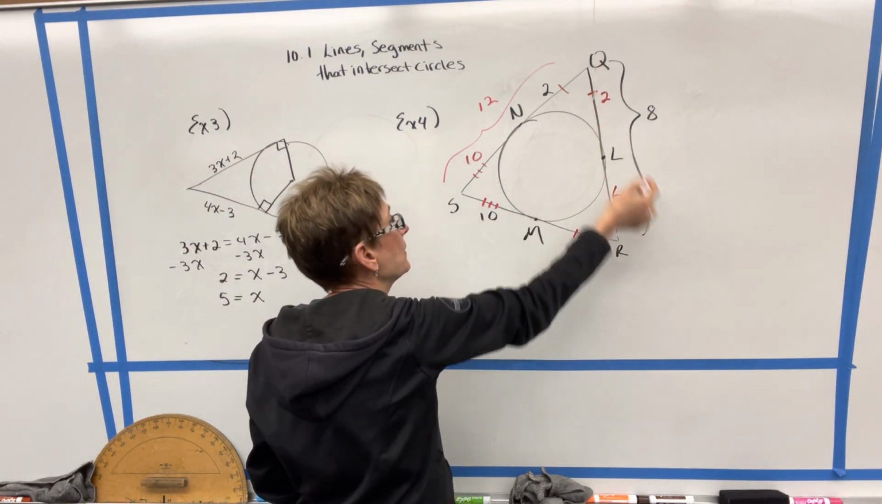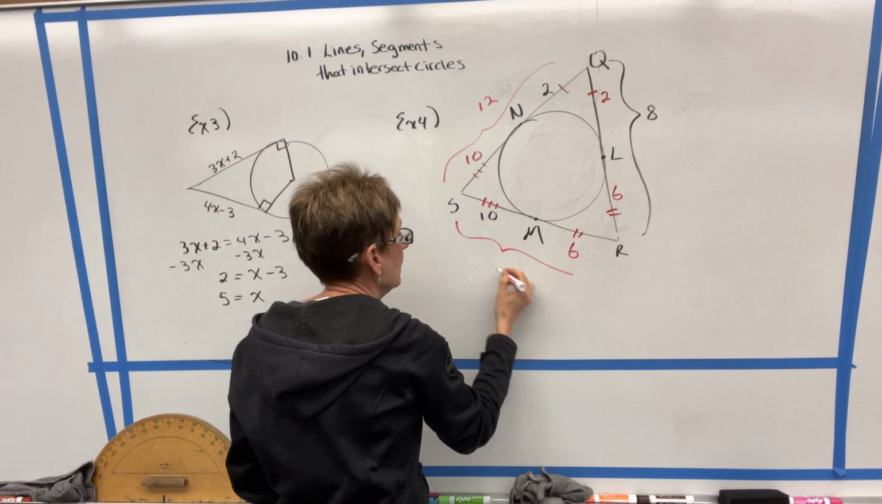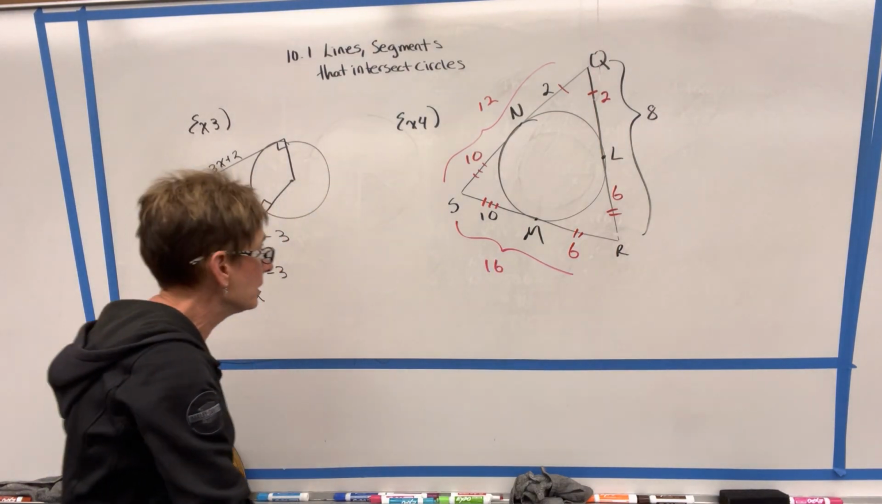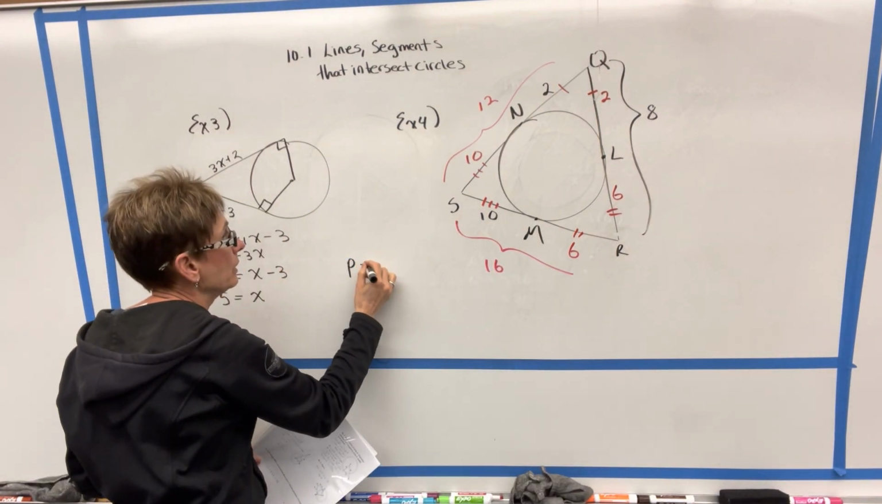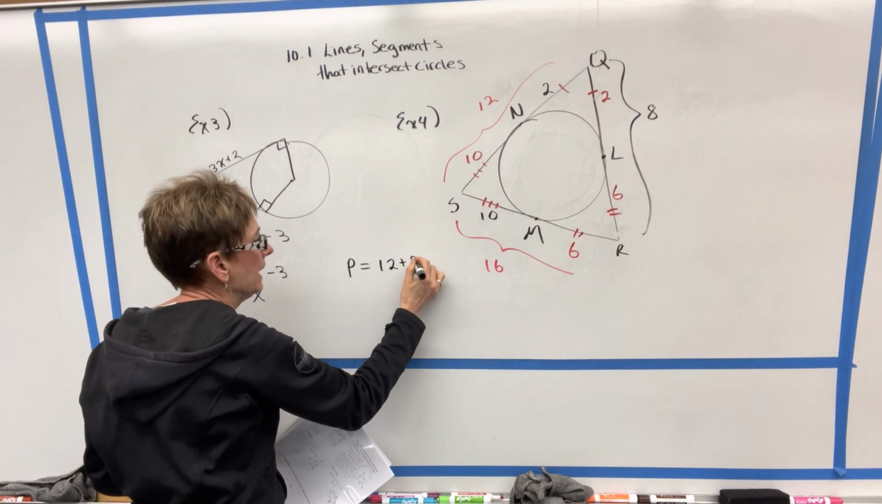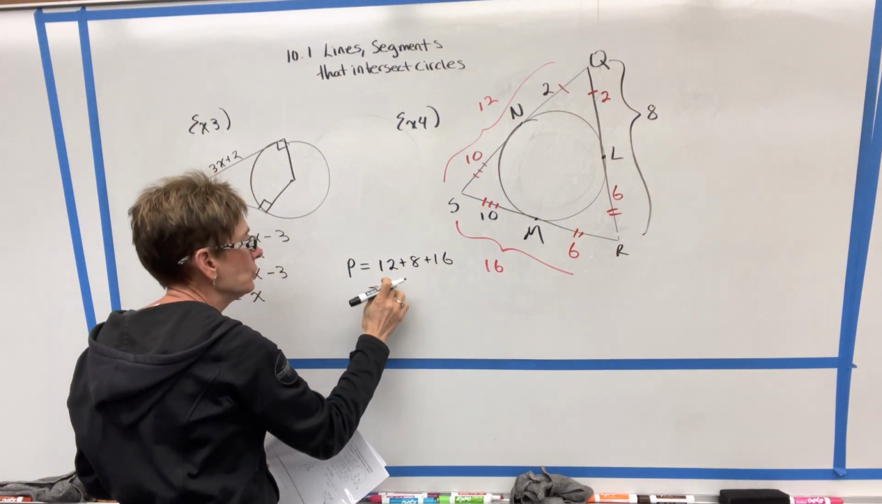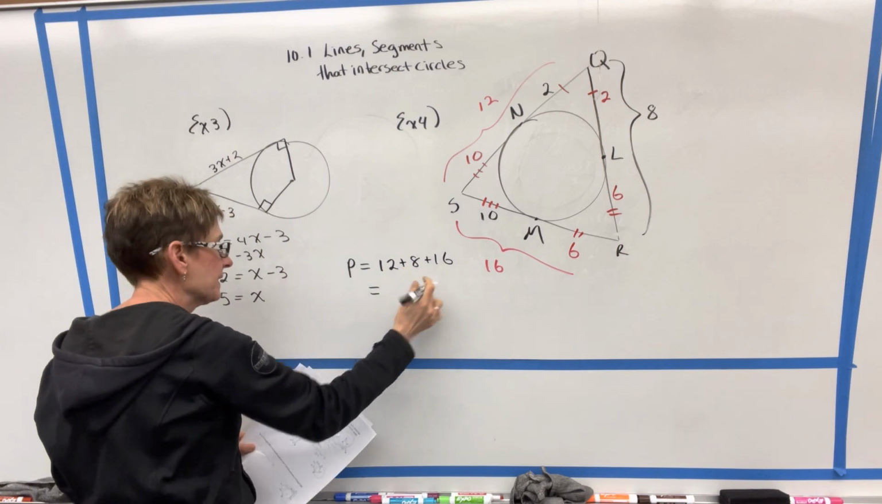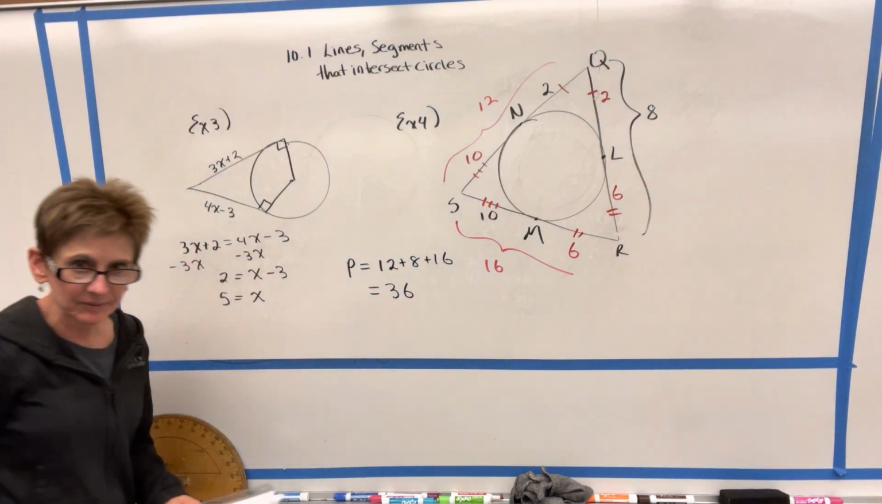We already knew that this one was 8 units long. And this one is going to be 16 units long. So the perimeter is going to be 12 plus 8 plus 16. 12 plus 8 is 20, plus 16 more is 36.